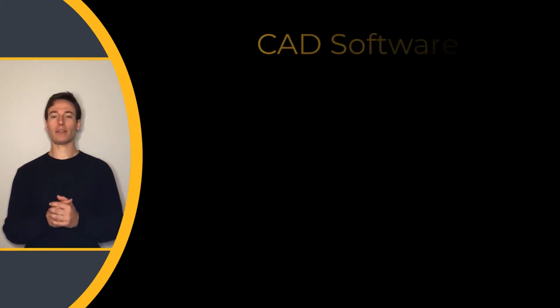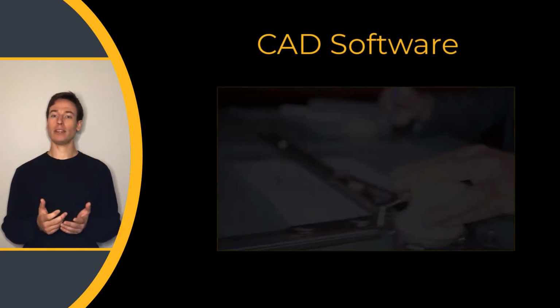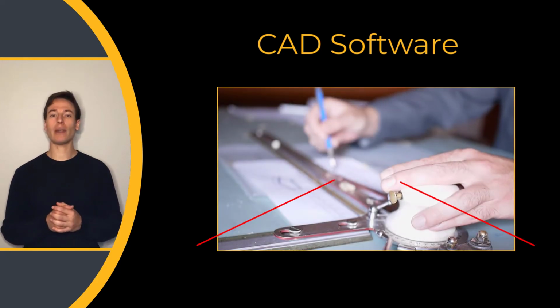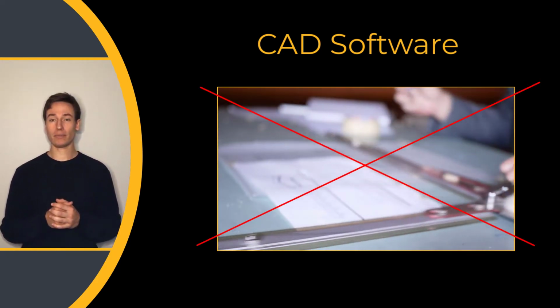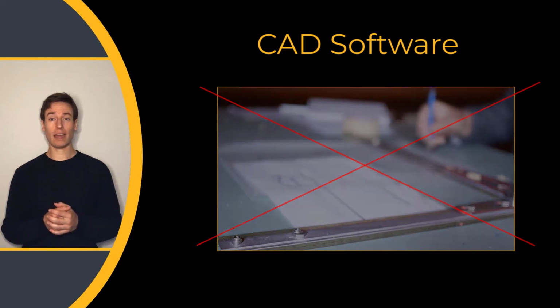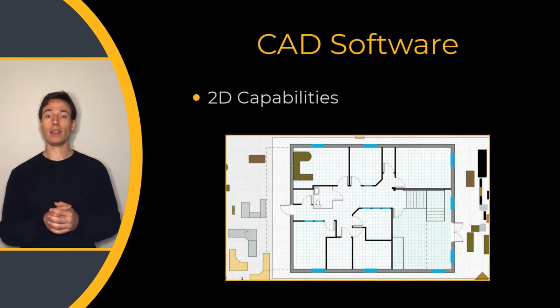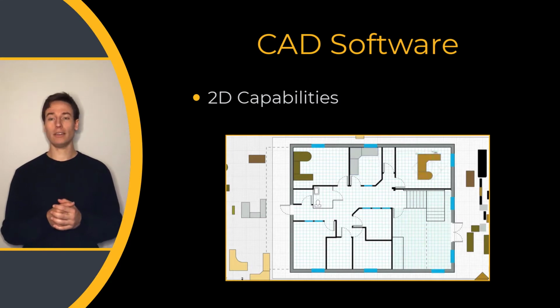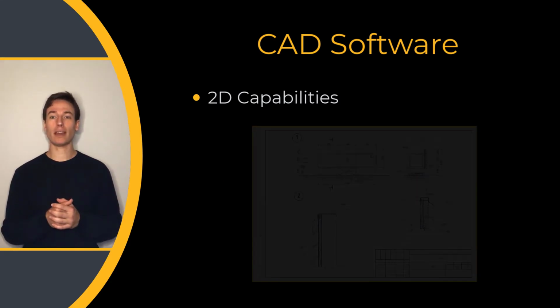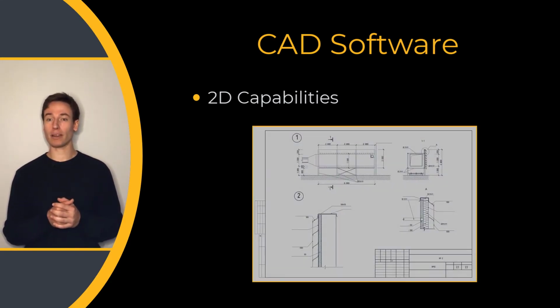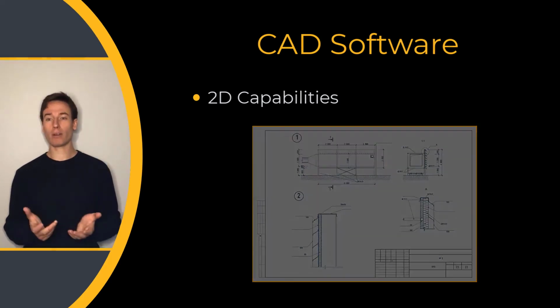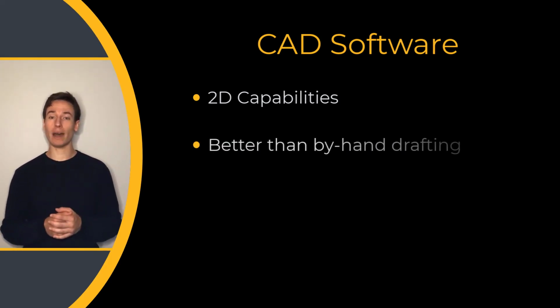CAD software has been around for decades, helping engineers design their products without having to draft by hand. Originally, CAD used to only have 2D capabilities. It was used for floor plans, diagrams, and drawing sheet style side views of products. Overall, it was an improvement over by-hand drafting techniques.